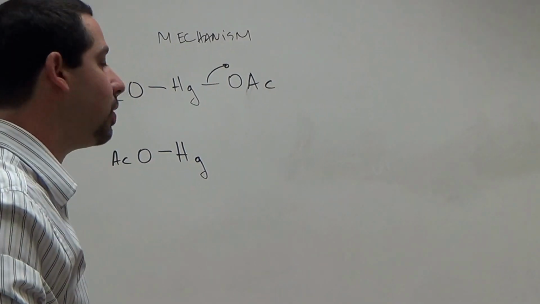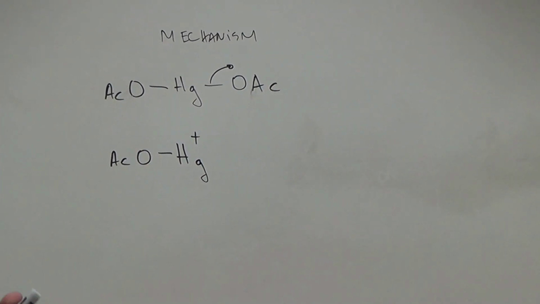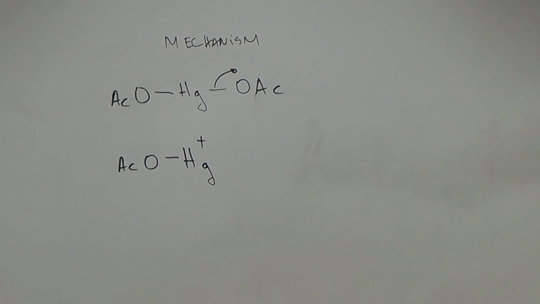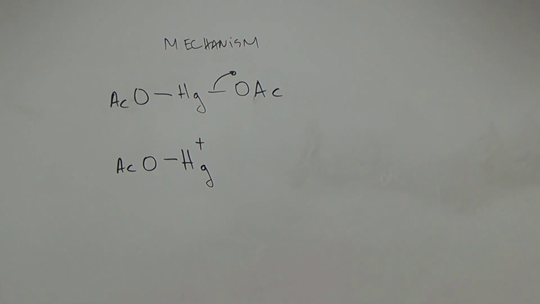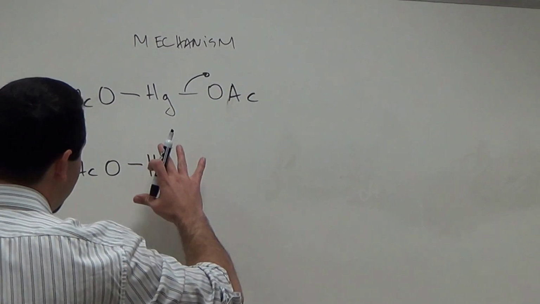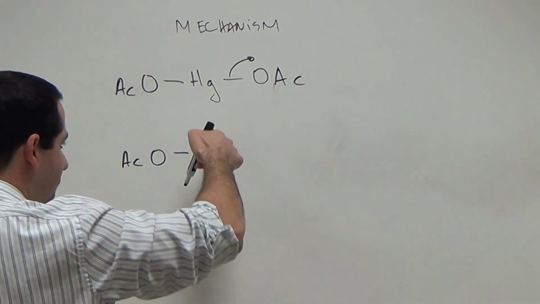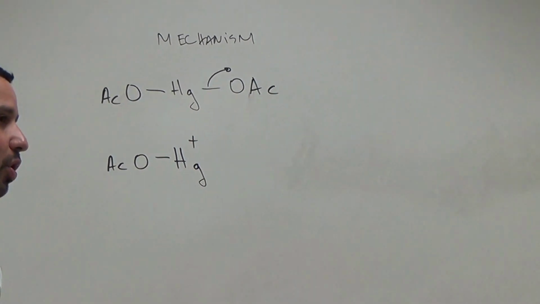And this mercury is going to have what type of charge now? Plus. If you took the electrons from it, it will have a plus charge. Now, this plus charge is what? Is it an electrophile or a nucleophile? Electrophile. It's an electrophile because it has a positive charge.